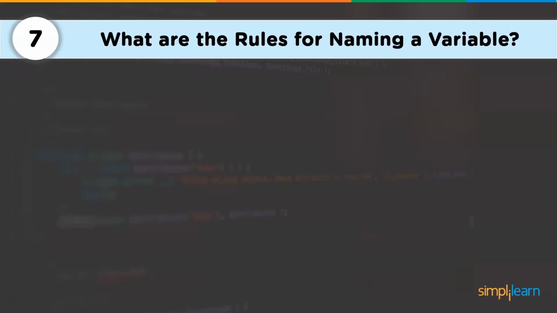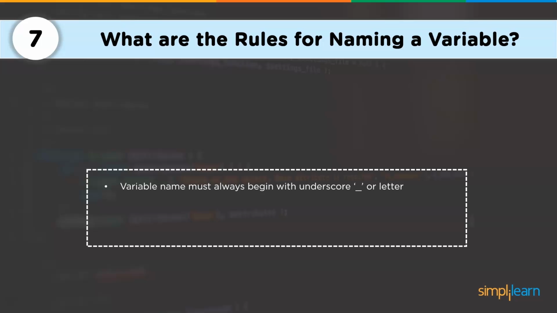Next, what are the rules for naming a variable? Now there are certain rules, or certain good coding practices, which you have to follow while naming a variable in your PHP code. So a variable name must always begin with an underscore or a letter. So it cannot begin with a number or a special character for that matter. Next, variable names can include numbers but not special characters. So suppose you want to name your variable number123. So you can use this variable, but you cannot use number@123 since special characters are not included.